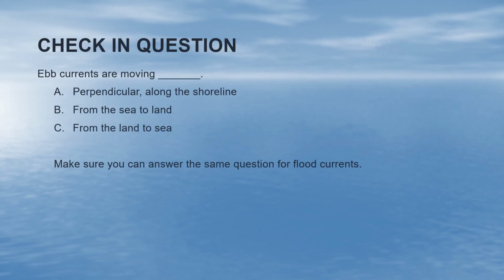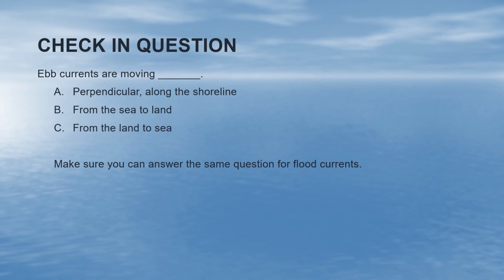Your next check-in question asks, ebb currents are moving blank. So fill in that blank. Are they moving perpendicular or along the shoreline? Are they moving from sea to land or from land to sea, which is option C? Okay, so ebb currents, the answer should be C.